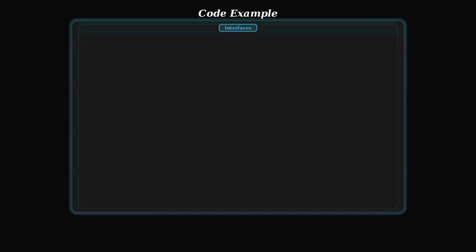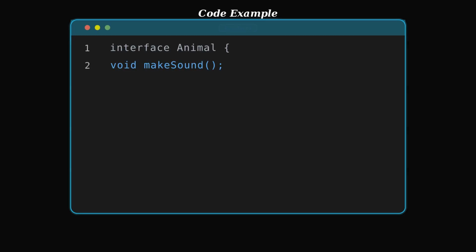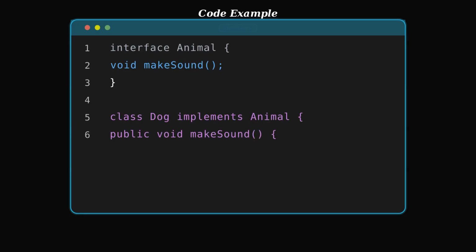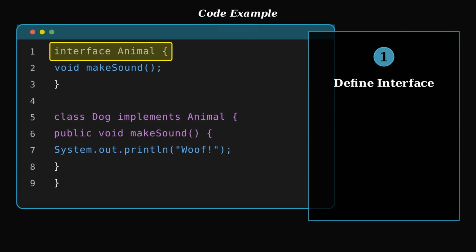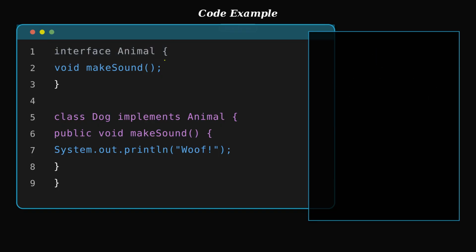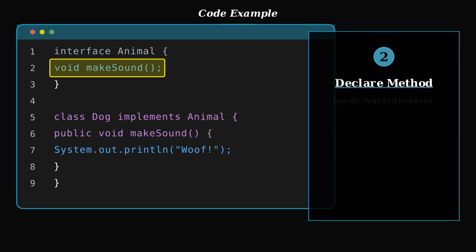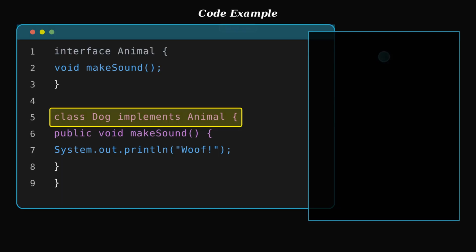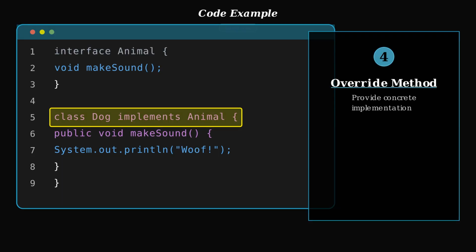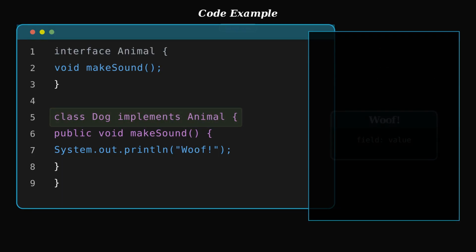Let's see how to implement interfaces in code. Here is the implementation. Define interface. Create animal interface. Declare method. Specify required behavior. Implement interface. Dog class uses animal. Override method. Provide concrete implementation. Now let's see the output of this code.